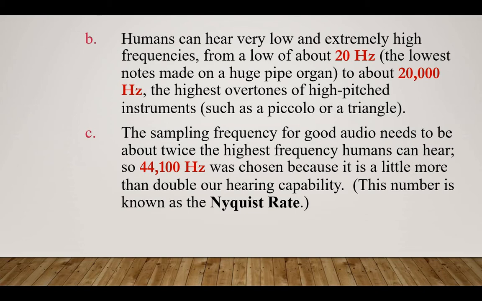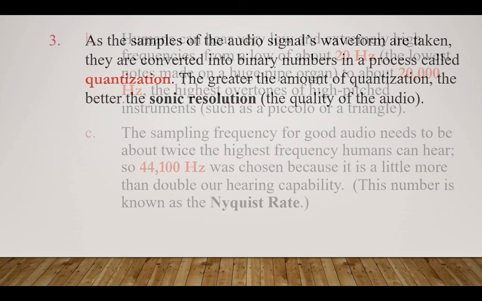The sampling frequency for good audio needs to be about twice the highest frequency that humans can hear. So the number that we tend to go by, 44,100 hertz, that's the number that we call the Nyquist rate, and that's basically the value that we've determined is double our normal hearing capacity. So that's why we tend to use that as the broadcast standard. Again, the Nyquist rate, the official name for that value, 44,100 hertz.